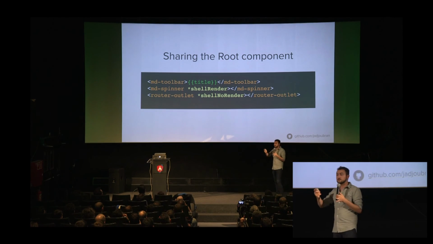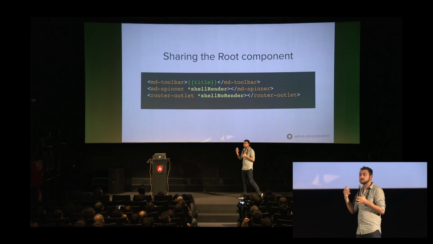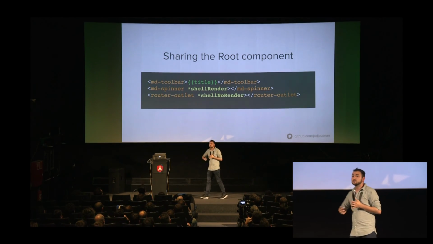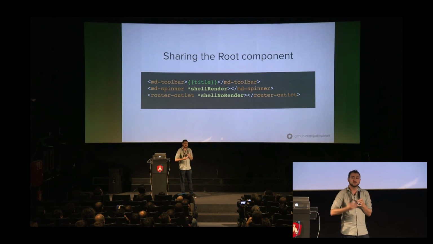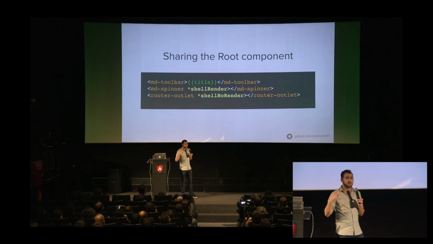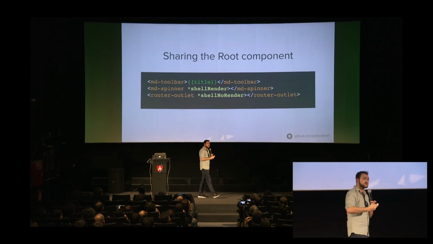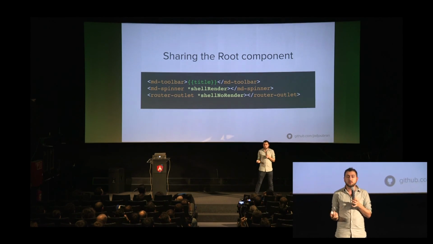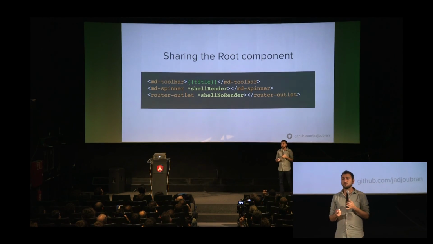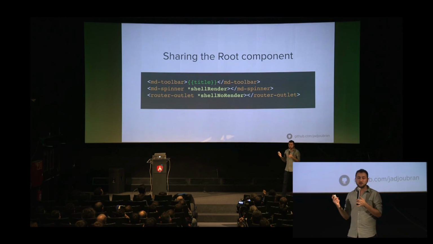So how do you annotate it? By using *shellRender and *shellNoRender directives. When you use *shellRender, it means this is part of the app shell, but once the app has loaded, I want to take it out. That's why we have a spinner, and once the app has loaded, we want to take it out. And the router outlet, of course, is not part of the app shell, or else you're going to pre-render the whole app. That's why we add *shellNoRender.